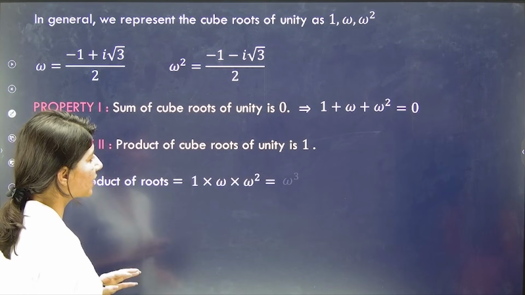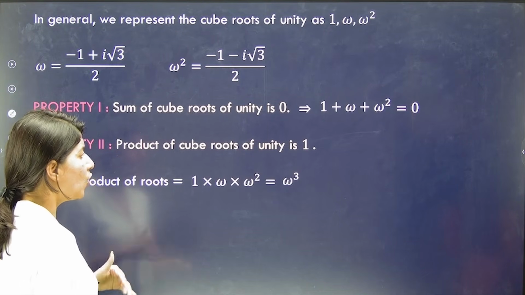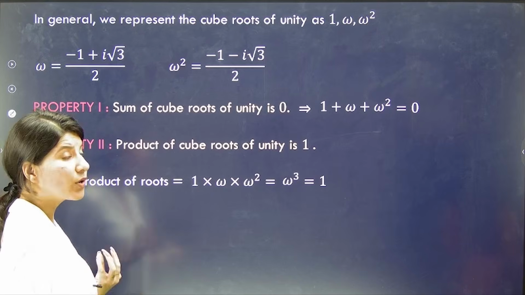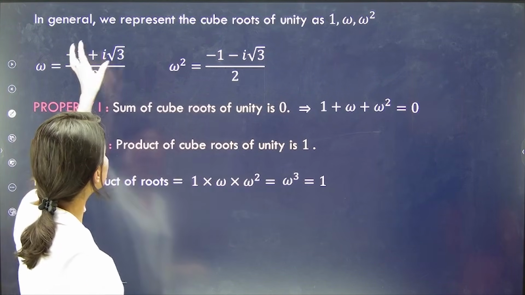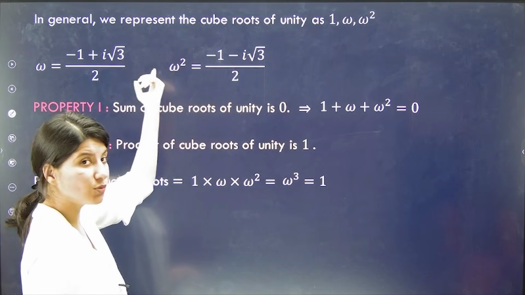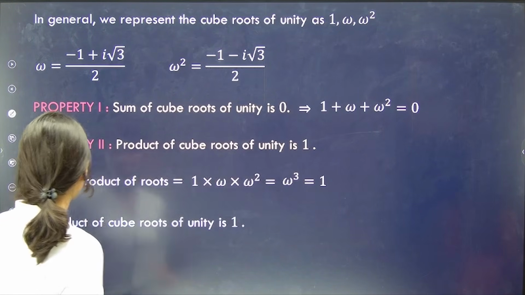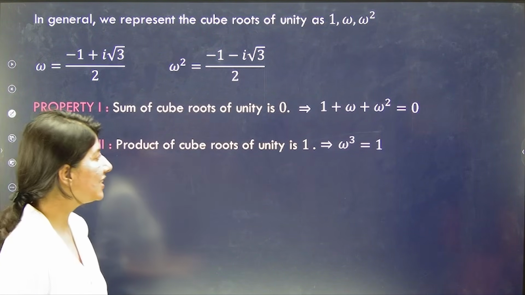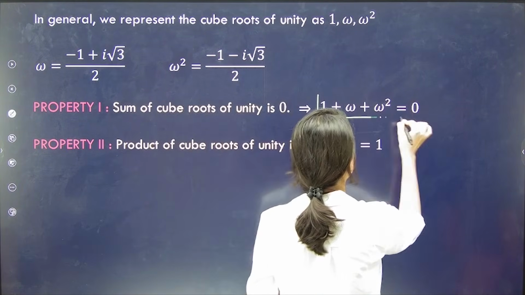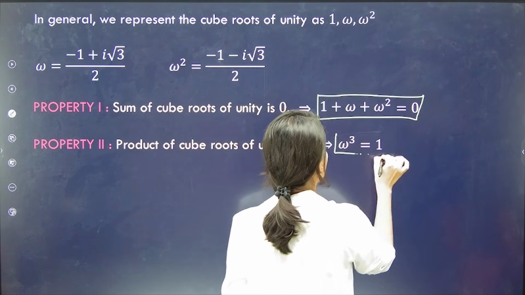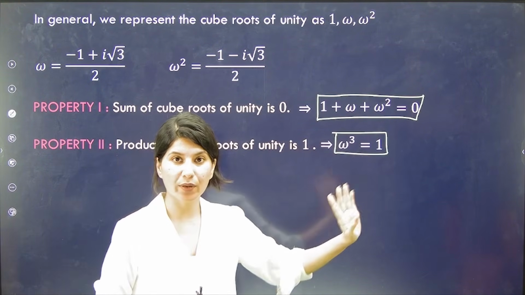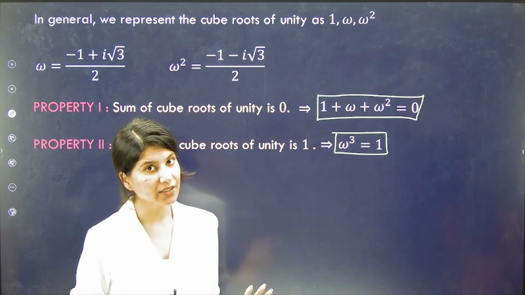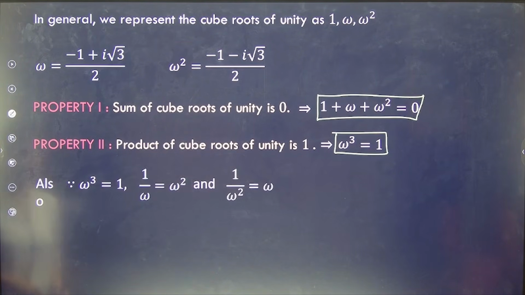1 times omega times omega square. If you multiply, omega cube will be 1, because of the theory of equations also. Or if you multiply 1 and this, multiply these two, then also you will get 1. So the product of cube roots of unity is 1. So these two things are very, very important: 1 plus omega plus omega square is equal to 0, and omega cube is equal to 1. Okay, clear. So omega cube is 1.